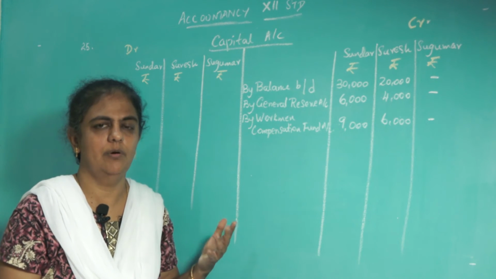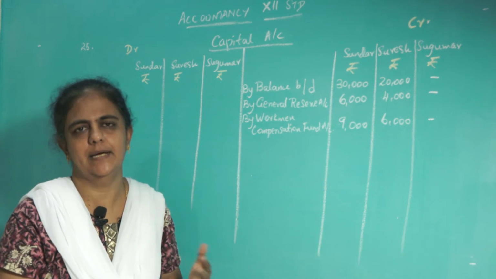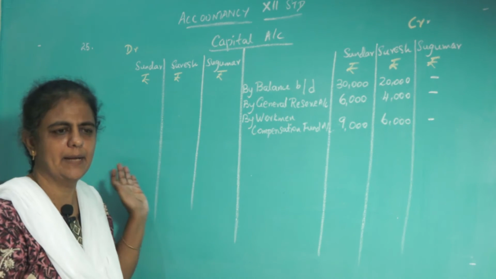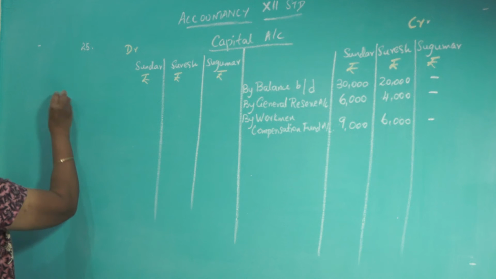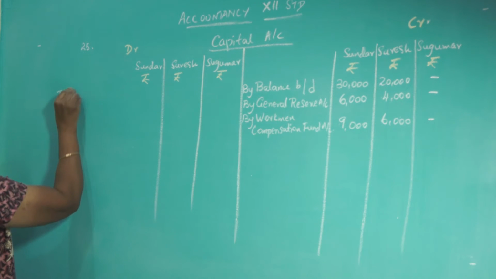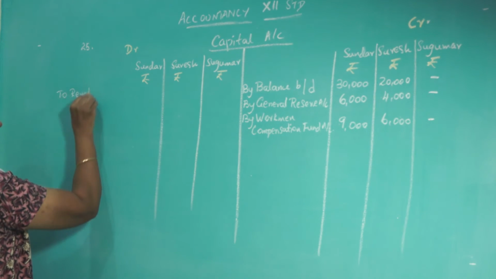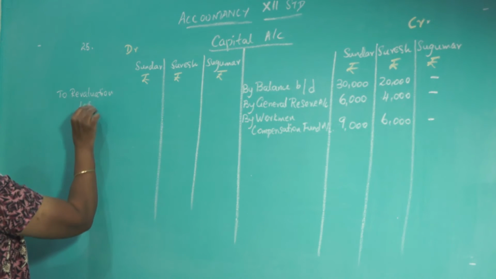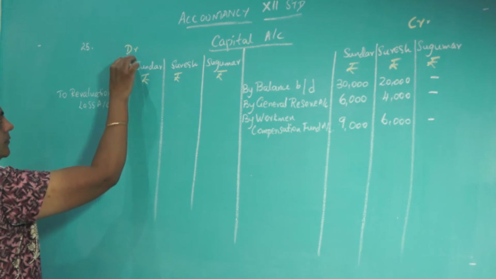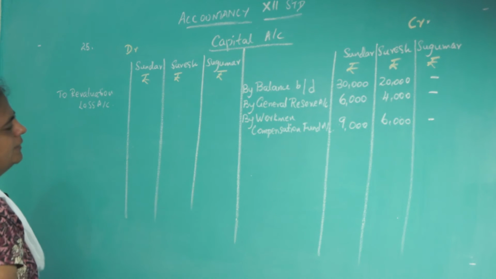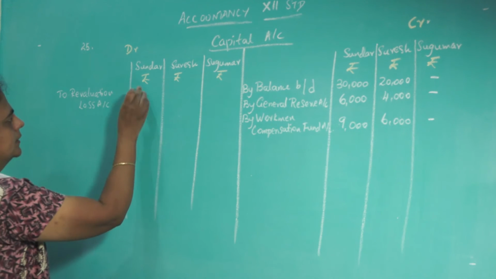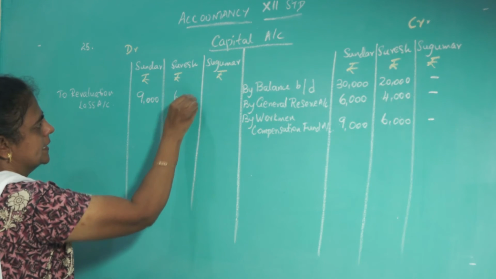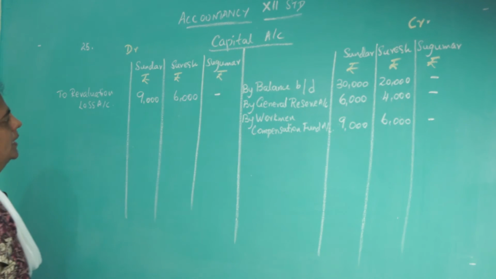But what we have already is the revaluation loss. Profit you put on the credit side, loss you put on the debit side. So revaluation loss to revaluation loss account. How much? Again take it from the revaluation account, 9,000, 6,000, and put a dash for Sukumar.